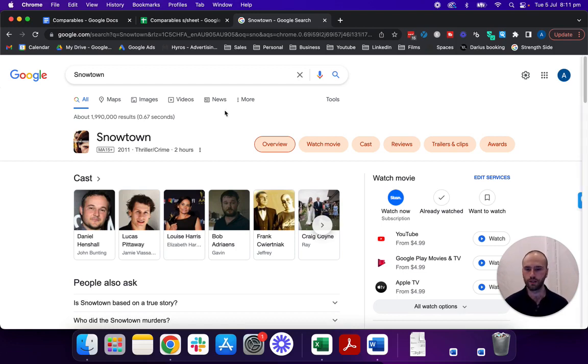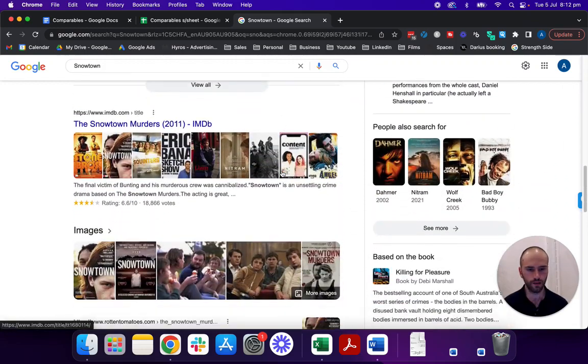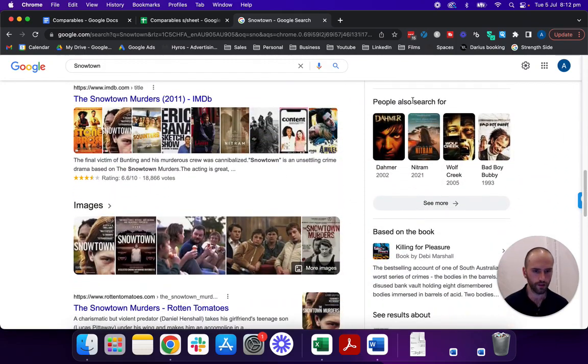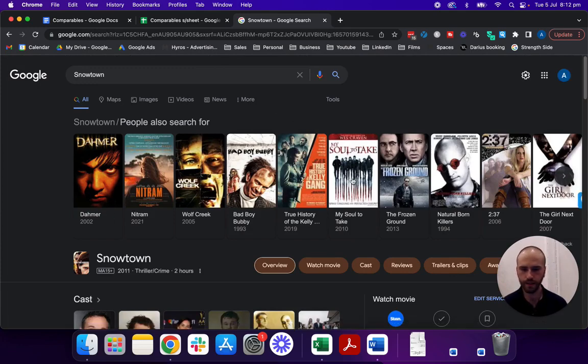Now, Snowtown was made in 2011, so that immediately for me isn't going to be incomparable, but it's going to be a starting point. Then what I'm going to do is basically scroll down in Google and look at this, which is people also search for. And then I'm going to click on that. And now this is going to bring up a bunch of movies that are similar to Snowtown.